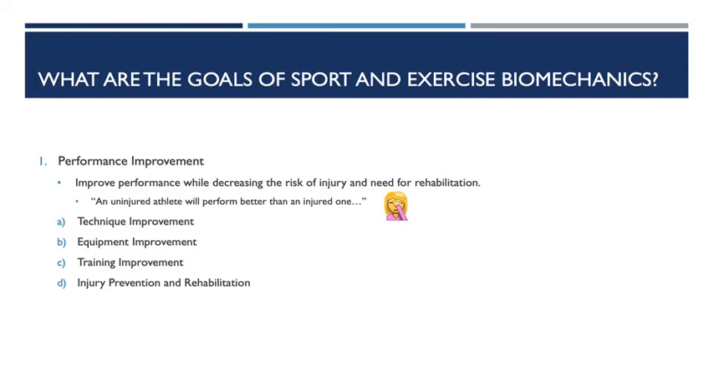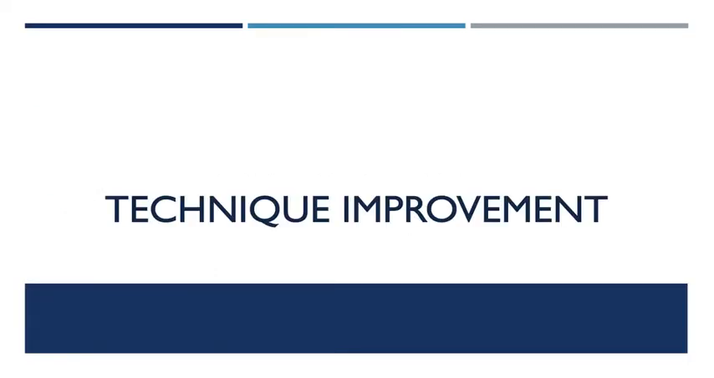There are four main tactics biomechanists use for improving technique or improving performance: technique improvement, equipment improvement, training improvement, and injury prevention and rehabilitation. Let's take a closer look at what each of these entails and how they have evolved over the years. The most common method for improving performance in many sports is to improve an athlete's technique.